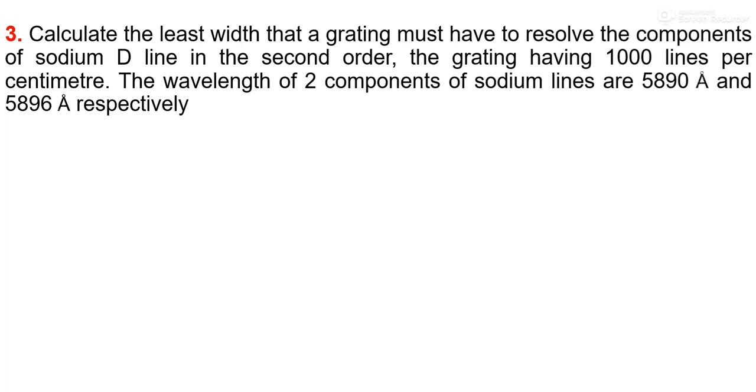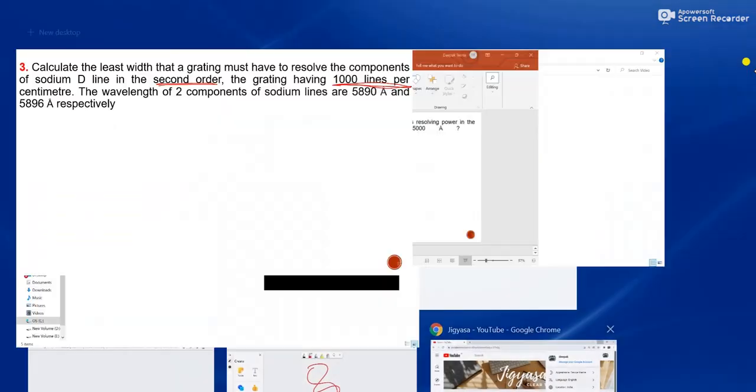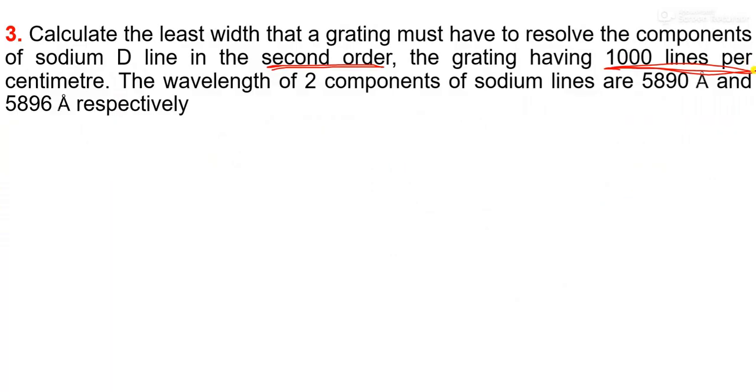Third question: calculate the least width that a grating must have to resolve the components of sodium D line in the second order. So small n equals 2. The grating has 1000 lines per centimeter. The wavelengths of the two components of sodium lines are 5890 and 5896 angstrom.